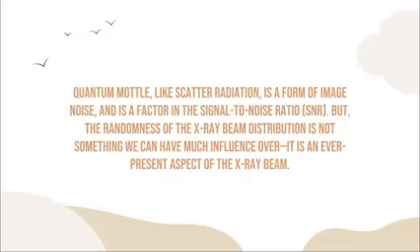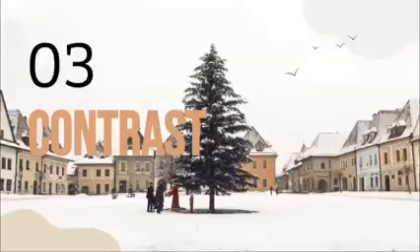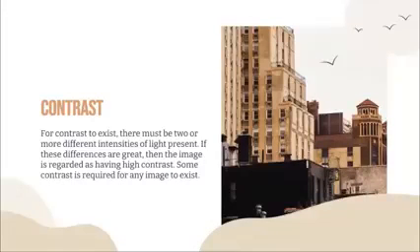Okay, let's go with contrast. So for contrast to exist, there must be two or more different intensities of light present. If these differences are great, then the image is regarded to have high contrast. Some contrast is required for any image to exist. So of course, in order for us to identify na kanang isa is the kidneys, kanang isa is the spleen, kanang isa is the liver, dapat there is sufficient contrast provided to the image.